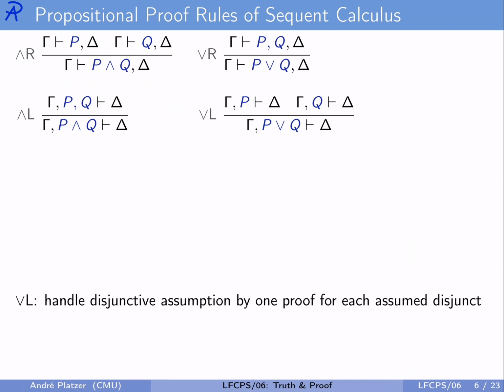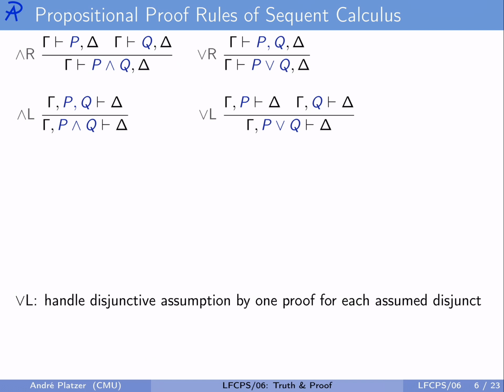Notice a bit of a duality here. The and left proof rule and the or right proof rule sort of kind of have the same shape, but the or left proof rule and the and right proof rule sort of kind of have the same shape. Of course, not a coincidence. You can think about why. Okay, well, that's good.